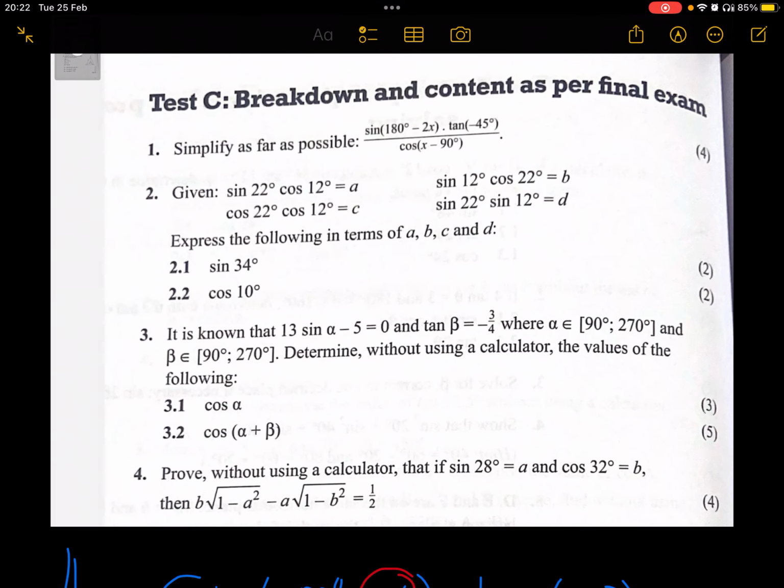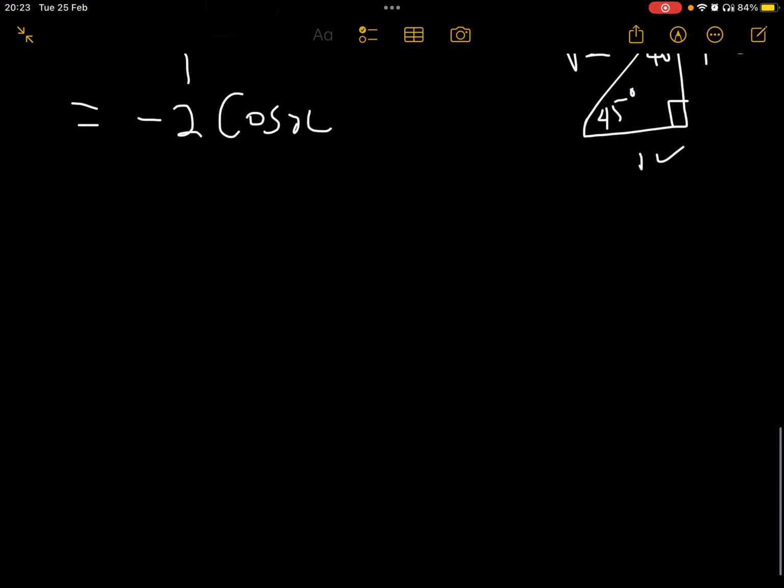Number 2 says given sin 22 cos 12 equal to A, sin 12 cos 22 equal to B, cos 22 cos 12 equal to C, and sin 22, sin 12 equal to D. Express the following in terms of A, B, C, and D. Now, in 2.1, they give us sine 34 degrees, and in 2.2, they give us cos 10 degrees. Right. Let me rewrite the whole question.